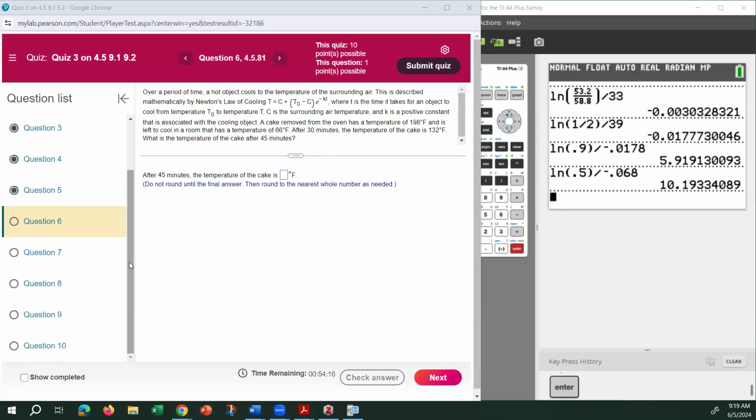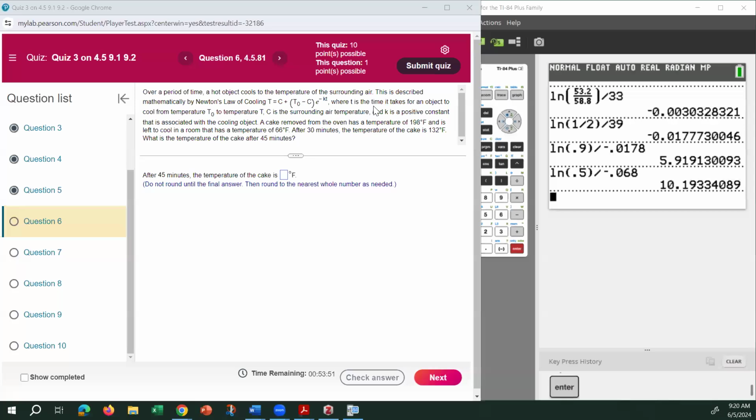Okay, I think this is one of the longer problems. Over a period of time, a hot object cools to the temperature of the surrounding air. This is described by Newton's law of cooling. We have T equals C plus the initial T minus C, times e to the negative kt. We have lots of variables here, so we need to be careful that we use the right variables.